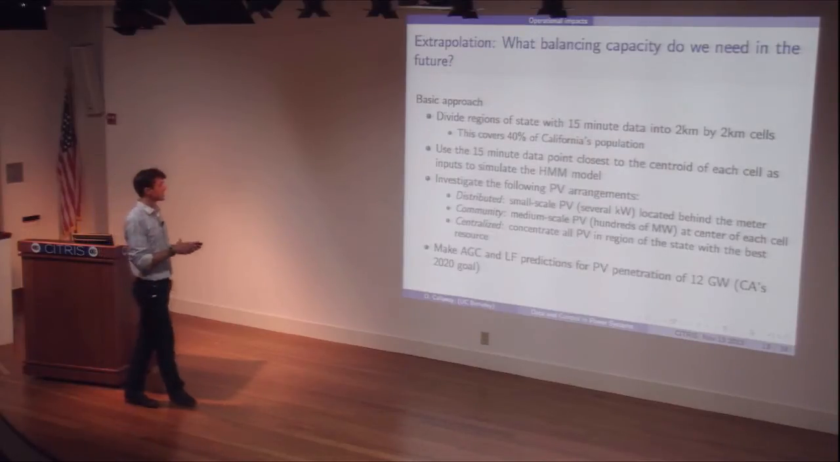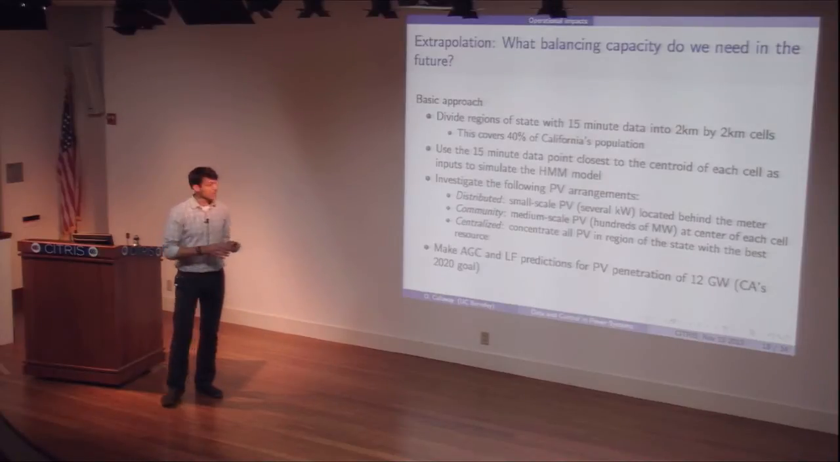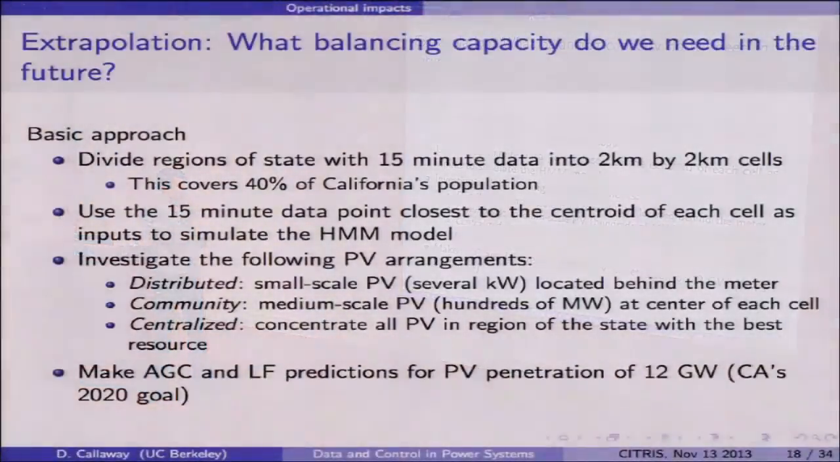So the basic approach to extrapolating this model out to the whole state, to understand what kind of balancing capacity we need in the future, is to divide the state into regions where we've got 15-minute data, and we divide it into 2-kilometer square cells.